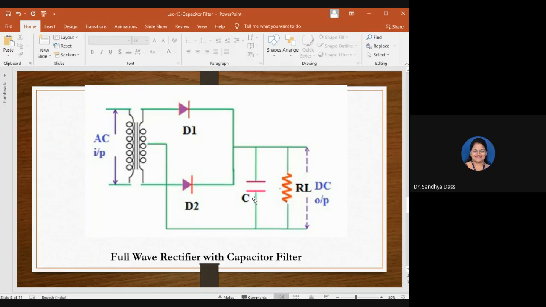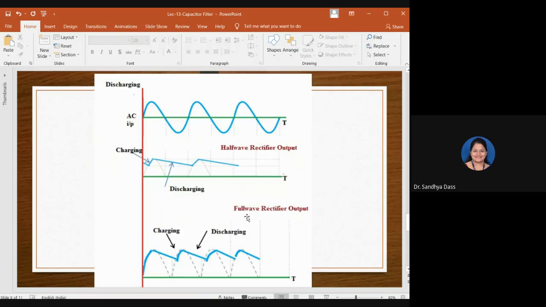So there again, if you recall the output of the full wave rectifier, comparing with that of the half wave rectifier, in full wave rectifier you get output in both the positive and negative cycles, right? There again, it was a pulsating DC where you used to get output in both positive and negative cycles. That means there was AC component present in the DC output. So now if you connect the filter, or the capacitor, this is what will happen.